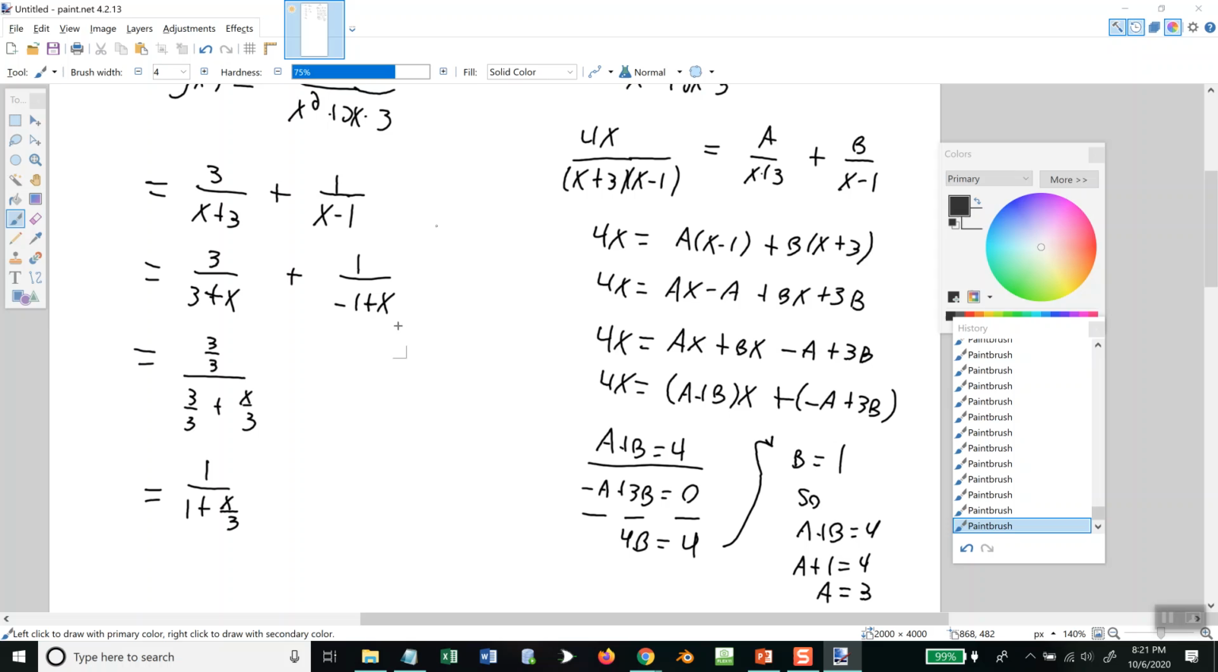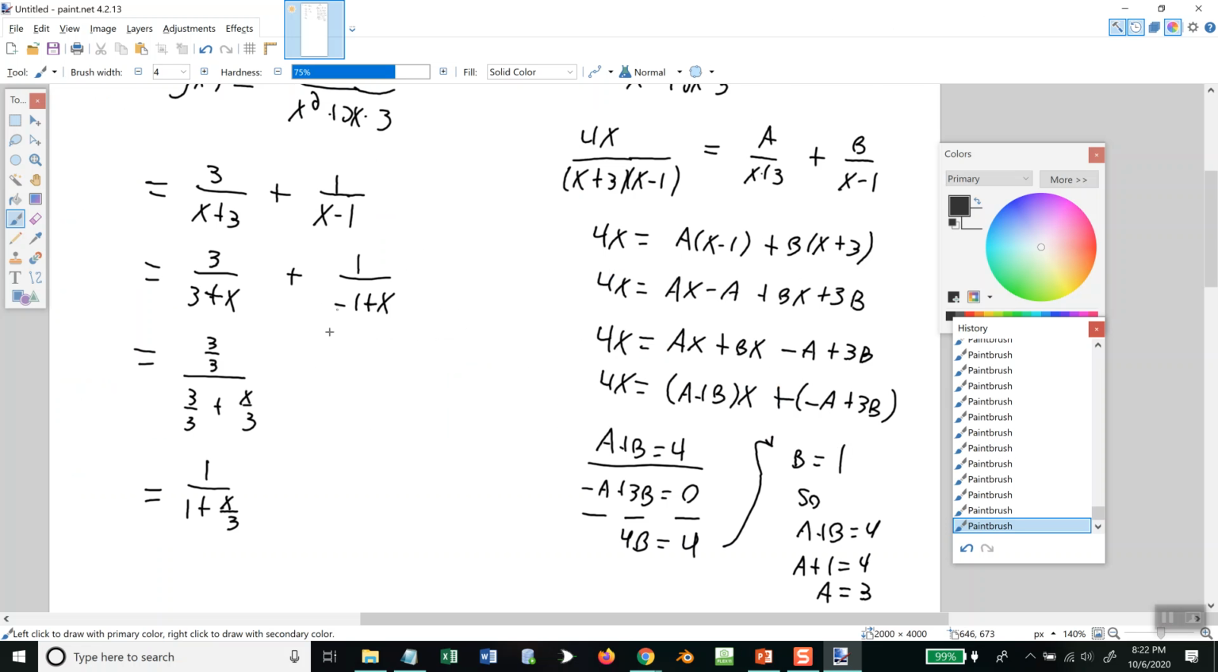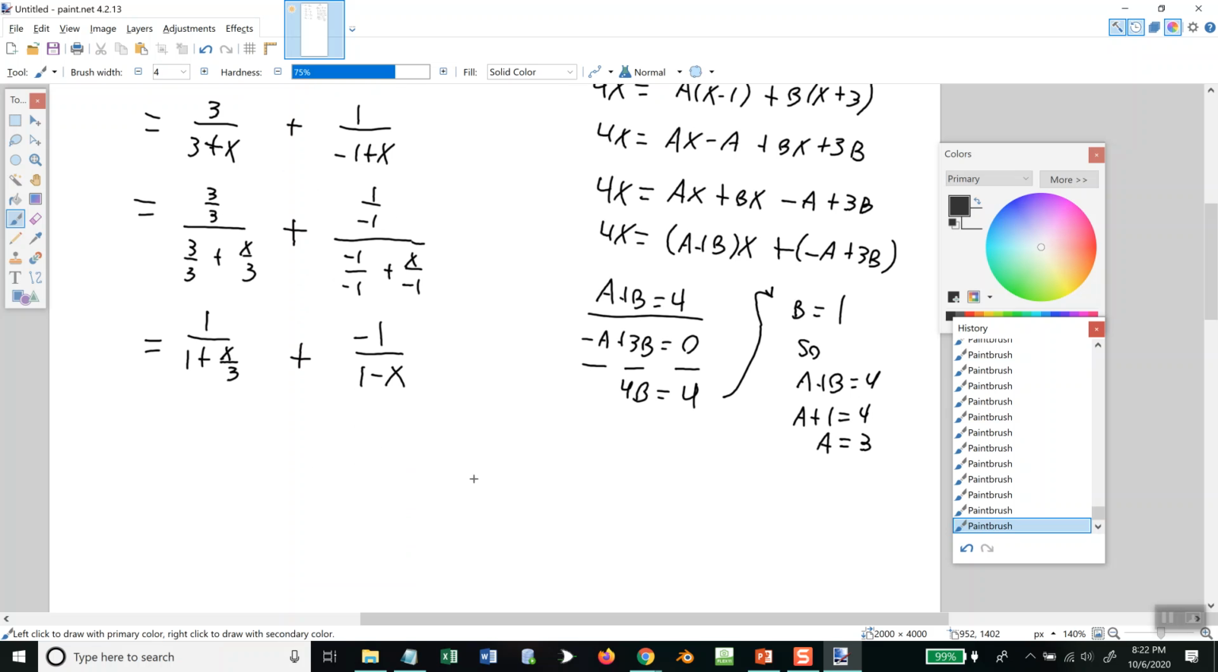Now my second one, I guess this has a plus between the two, doesn't it? So the sign between is positive, divide everything by e. So I'm going to divide everything by -1. So 1 divided by -1 over -1 divided by -1 plus x divided by -1. So I got -1 over 1 minus x. And that actually just changed the other type, didn't it? Because it's got a minus between it, which is what we want. Because remember, our form is a over 1 minus r.